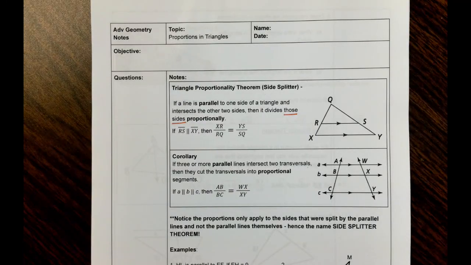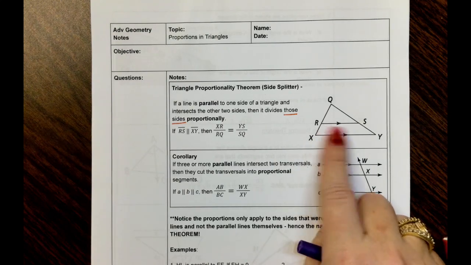All right, as we continue our lesson on proportionality, let's look at two special theorems that go with proportions and triangles. One of them is called the side splitter theorem or the triangle proportionality theorem, and one of them is the angle bisector theorem.